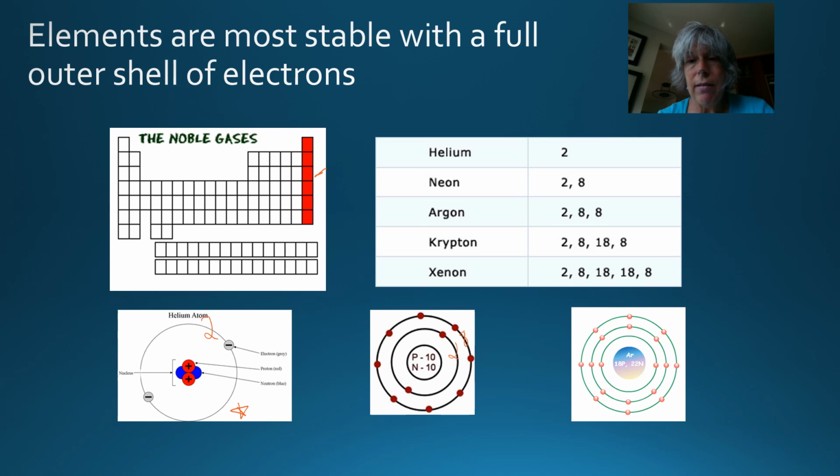Argon has 2 electrons in the first energy level, 8 in the second, and 8 in the third. So again, because we're saying that that is full with 8 electrons, it's a very stable element. When elements are stable, they tend not to react with other elements. The noble gases used to be called inert gases because they didn't react with anything. Well, then chemists figured out how to get a couple of them to react, and now they're called the noble gases.